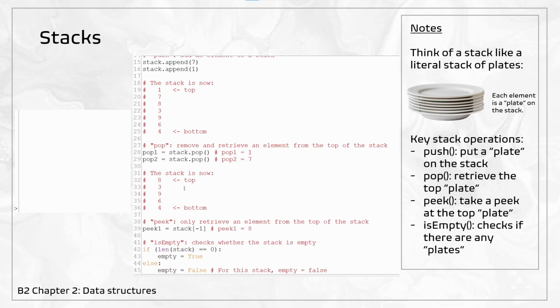The next one is peek, which retrieves the element at the top of the stack without removing it. So peek1 would just be equal to 8, but the stack would stay the same. And then the last is empty, which just checks if the stack is empty, which we've emulated using the if statement here.